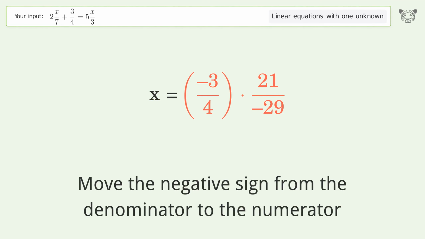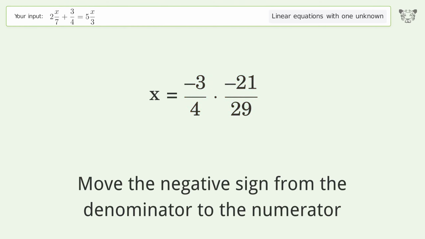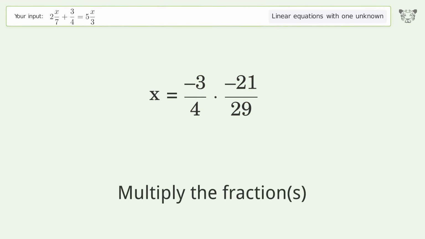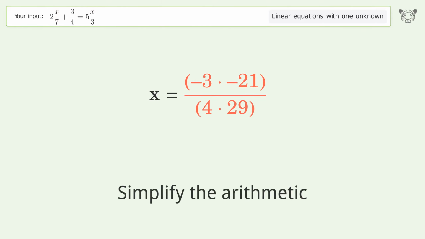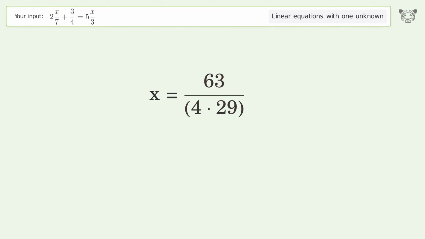Move the negative sign from the denominator to the numerator. Multiply the fractions. Simplify the arithmetic. And so the final result is x equals 63 over 116.